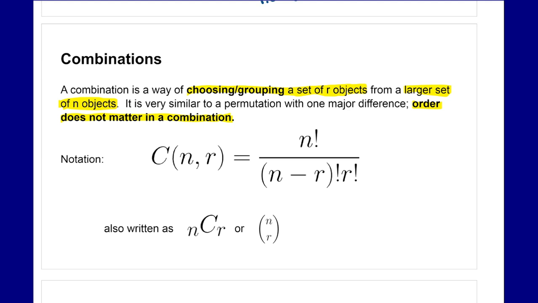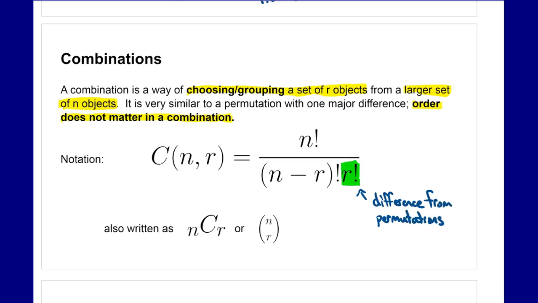Now, similar notation to permutations, except now instead of a P, we have a C. And it's C equals N comma R, or in the factorial notation, N factorial divided by N minus R factorial, which is the same as permutations, except we have this additional part here. We're also dividing by R factorial. So this is the difference from permutations.